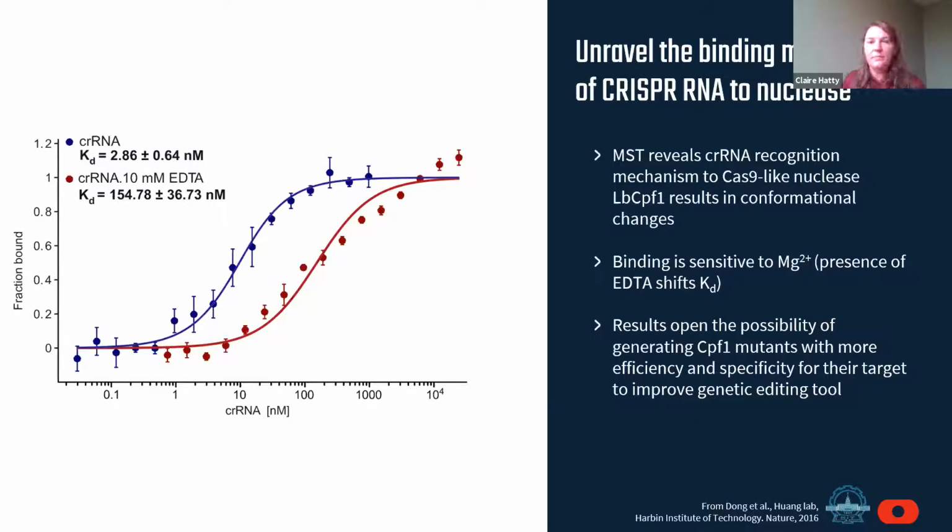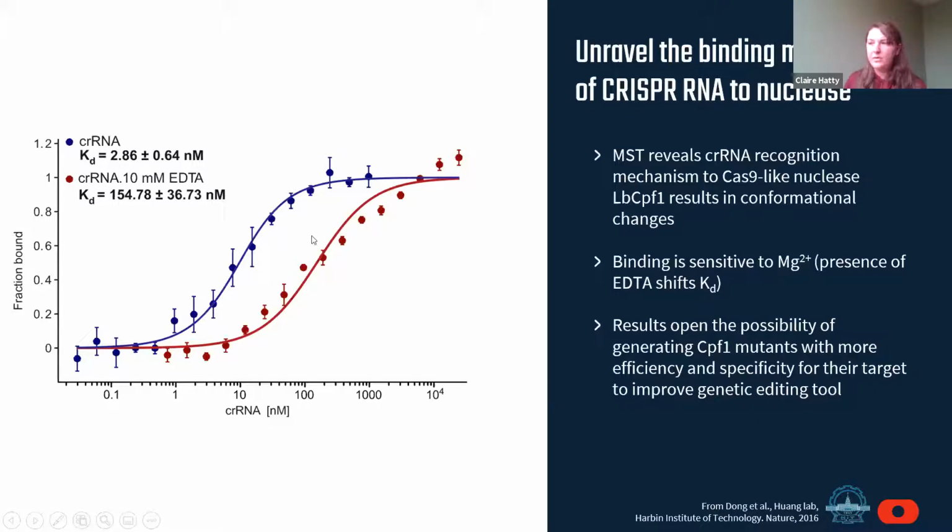So in this study, with the use of MST and in combination with other techniques, they revealed that this particular CRISPR RNA recognition mechanism leads to a conformational change of the nuclease. And they also used MST to show that the binding of the CRISPR RNA was actually sensitive to magnesium. So what we have in the blue curve is the binding of the RNA with the nuclease in the presence of magnesium with a KD of 2.86 nanomolar.